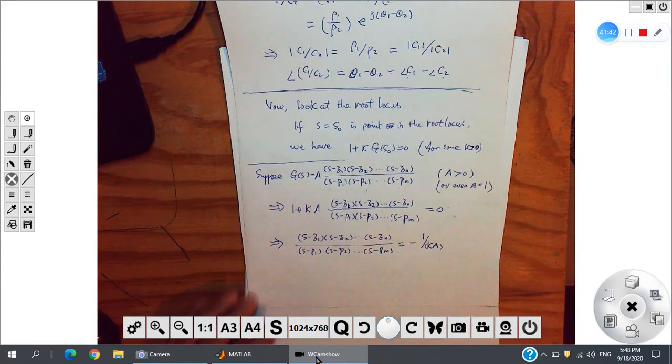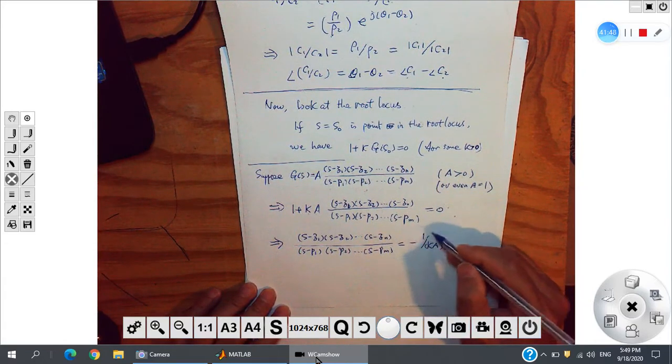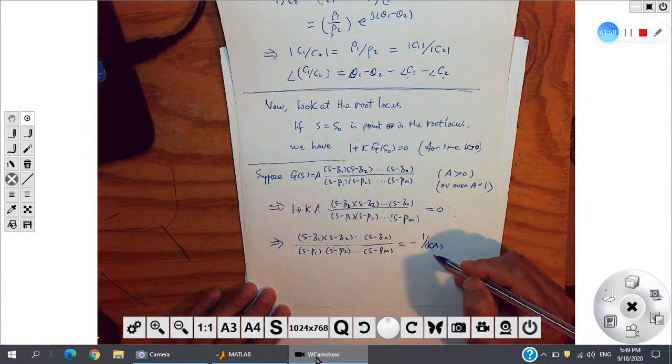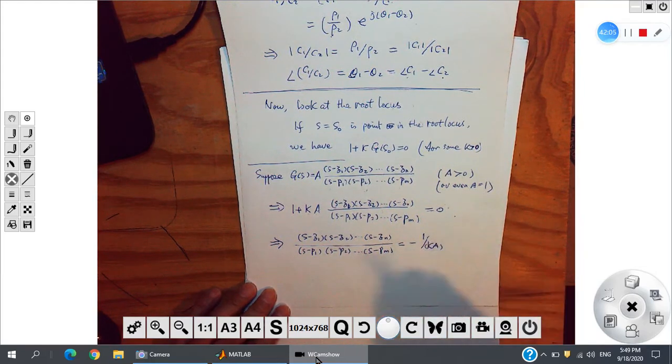So we have this one. By this assumption, this side will be a negative value for positive K. If K is negative, this will be a positive value. For positive K, this is a negative value; for negative K, this is a positive value.